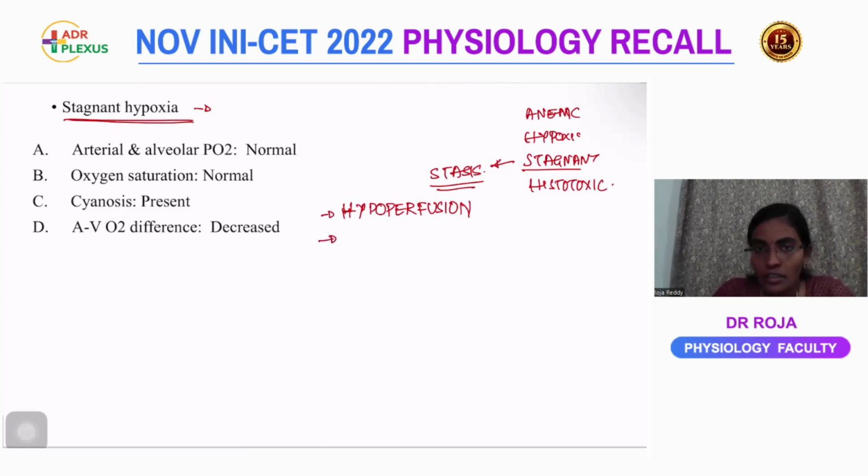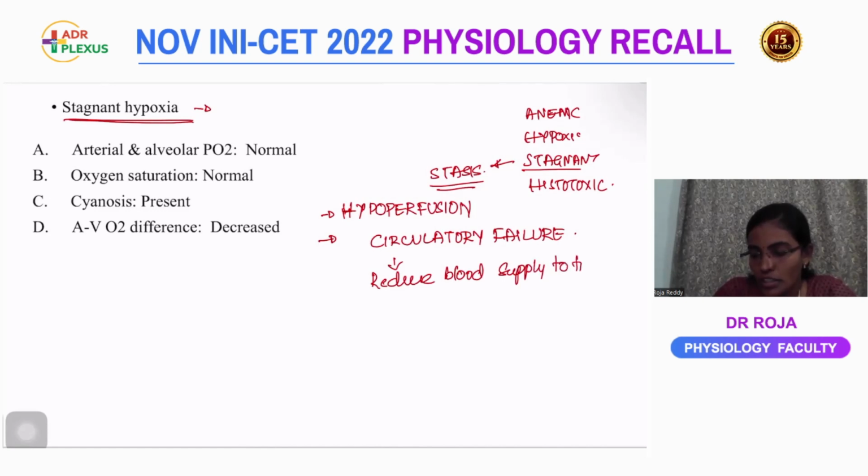Now, when can this hypoperfusion be seen? Whenever there is circulatory failure, or cardiogenic shock, or sluggish blood flow. All these things, what do they do? They will reduce the blood supply to the tissue.